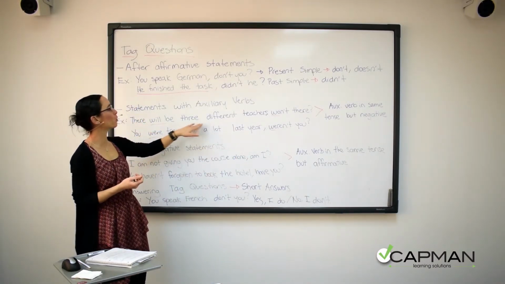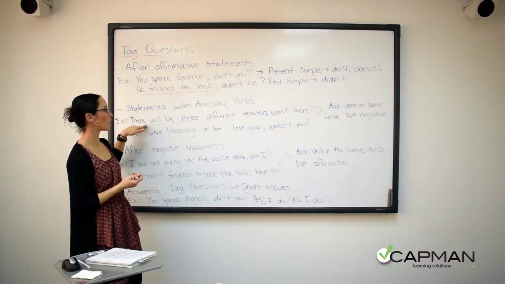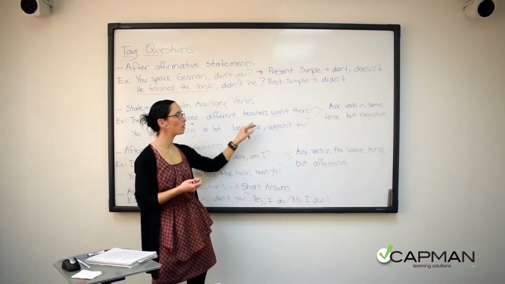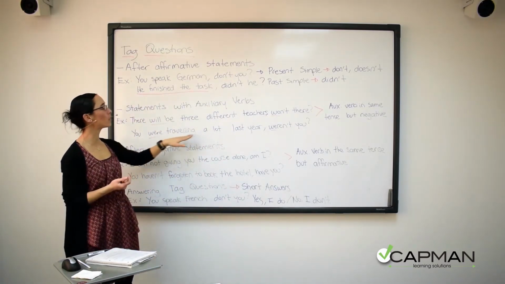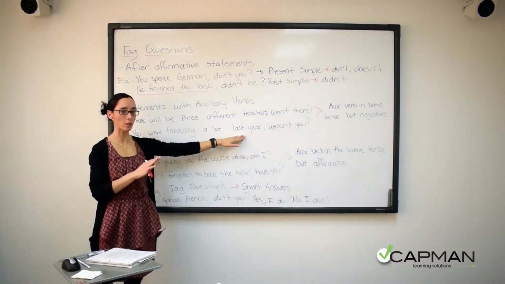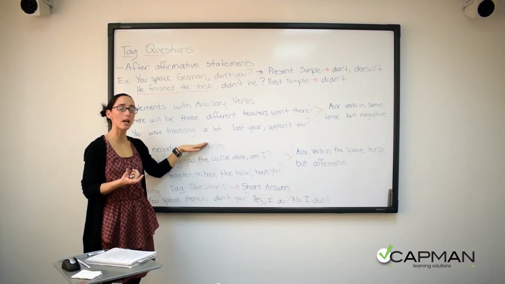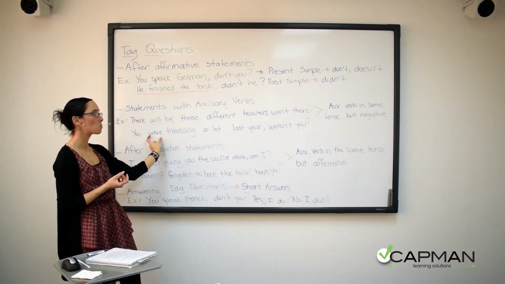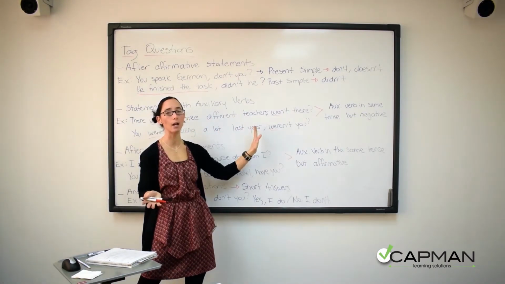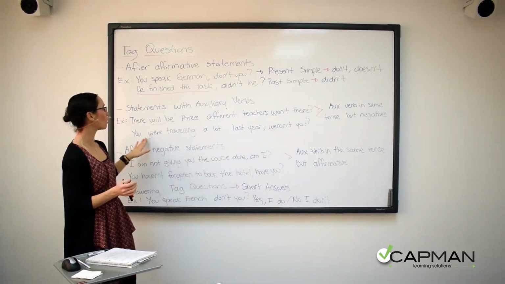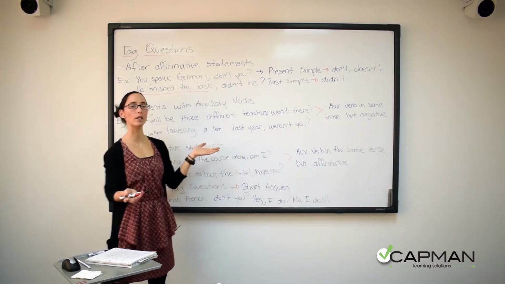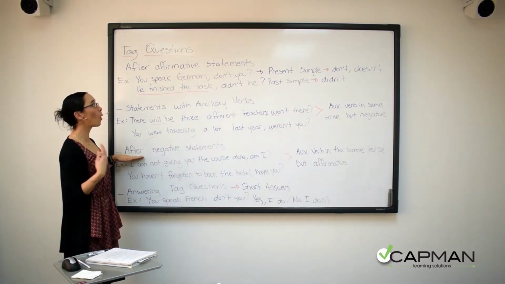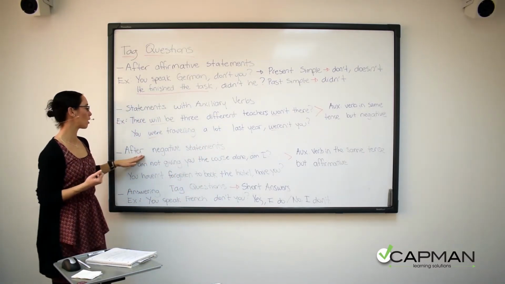So, there will be 3 different teachers. That's my statement. And then we just add the tag question, but in negative. You were traveling a lot last year. That's my statement. How do I add the tag question? We copy the same verb, but in negative. Very simple. You were traveling a lot last year, weren't you? Very simple.